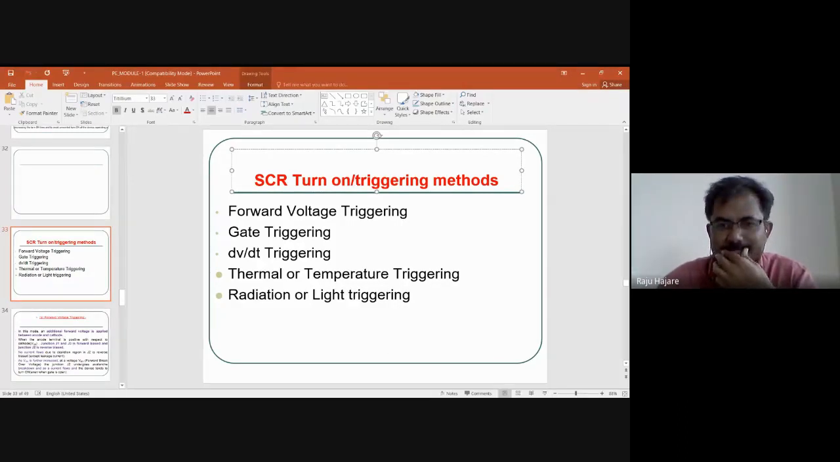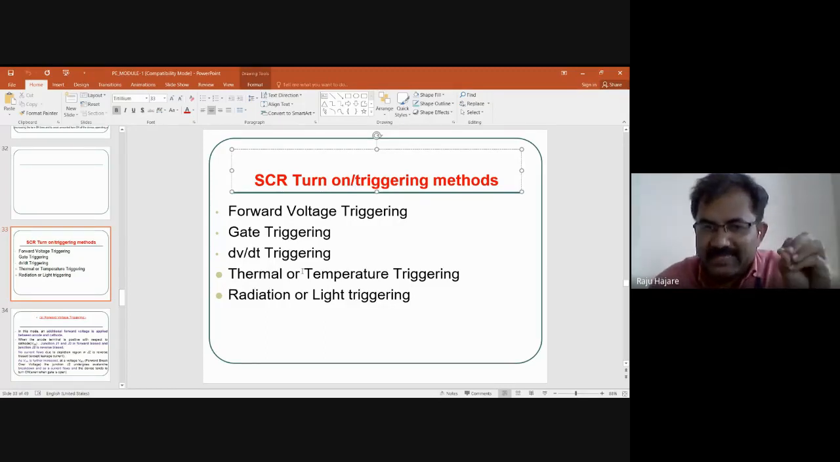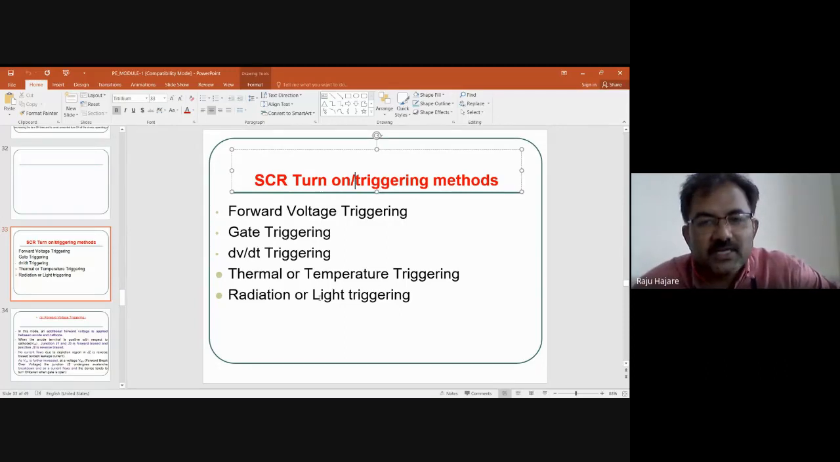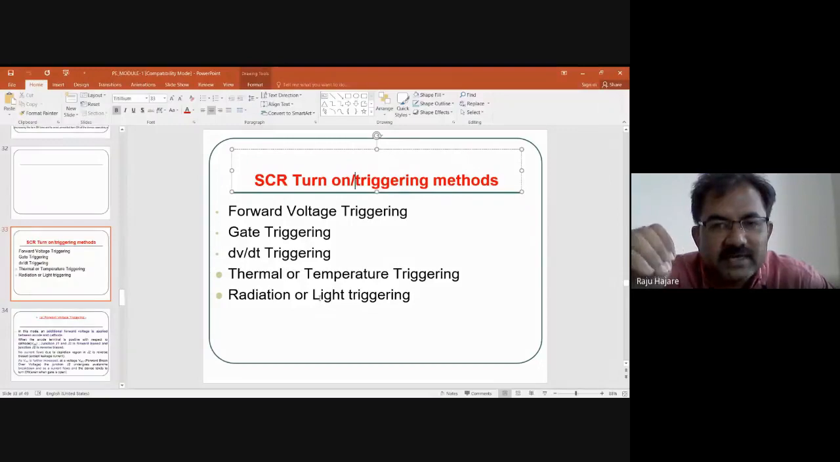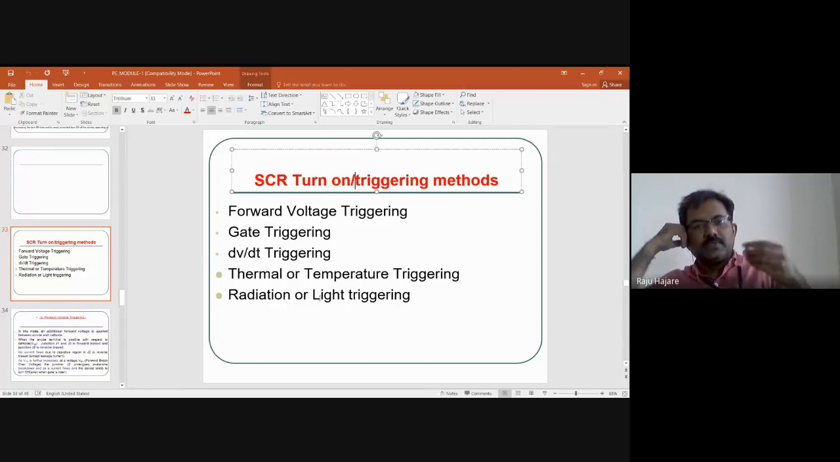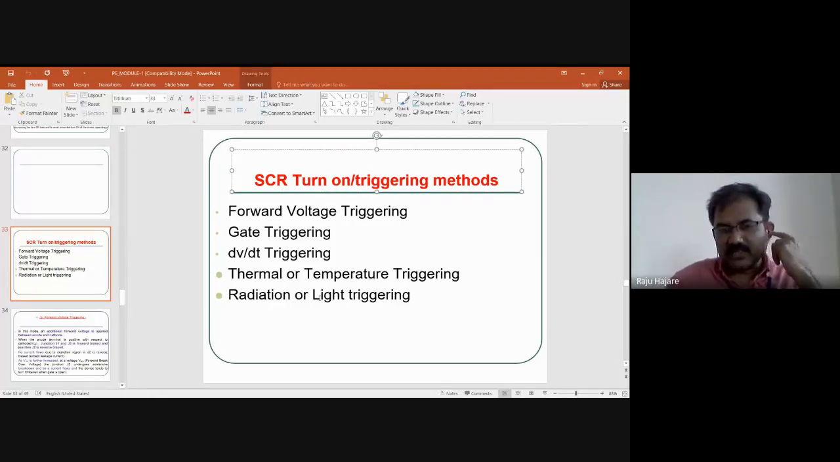Hope you are following. These are the methods people have explored to turn on the SCR. Just to turn on, not turn off, only turn on. That's why I call these methods turn on methods or triggering methods, or you can even call these methods firing methods, SCR firing methods. Firing is turning on the device, SCR. So don't get confused with the terms that I use. Firing, triggering, turn on.